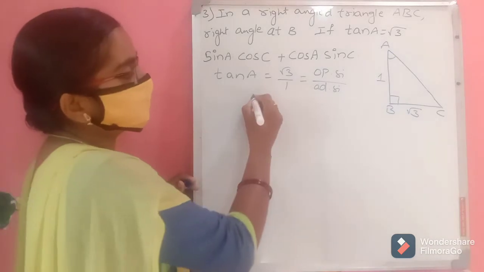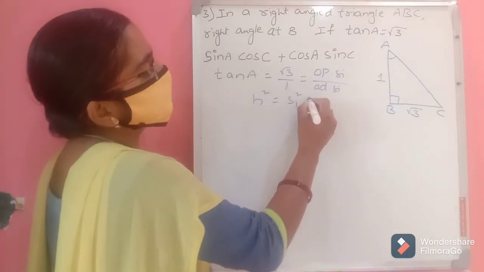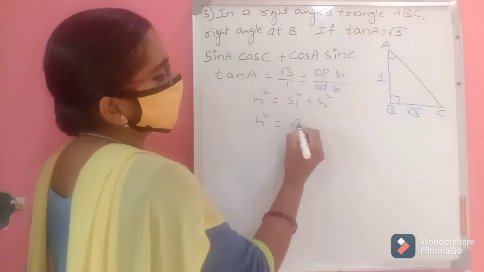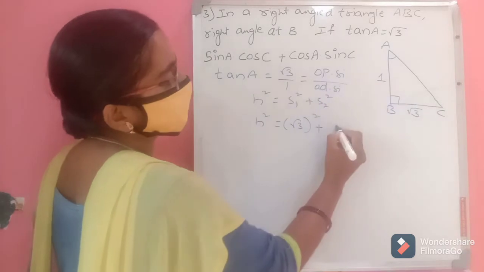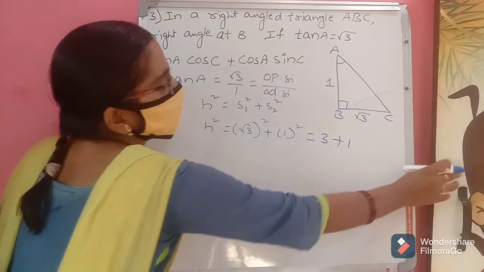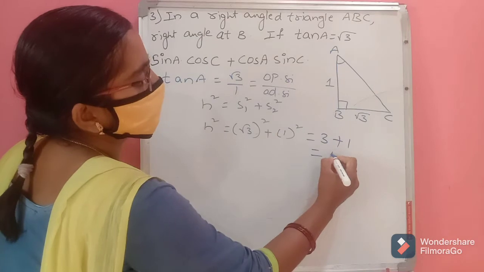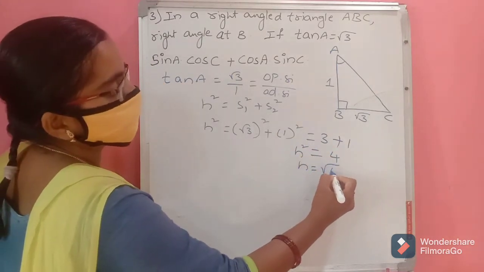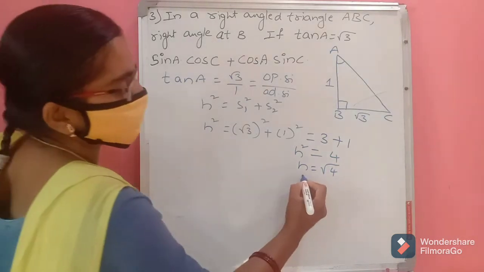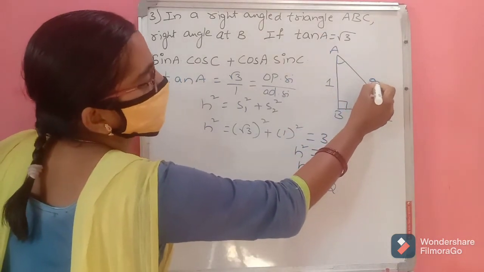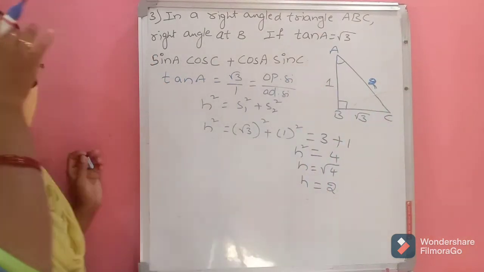But according to Pythagoras theorem, hypotenuse square is equal to side 1 square plus side 2 square. Hypotenuse square is equal to root 3 square plus 1 square. The square root gets cancelled. Then we get 3 plus 1, which is 4. H square is equal to 4. H is equal to square root of 4. 4 we can write as 2 square. So square root of 4 is 2. So hypotenuse is 2.